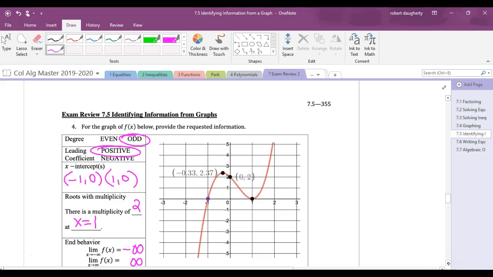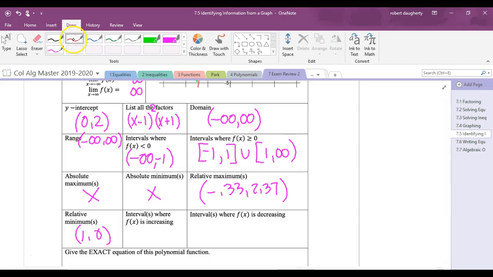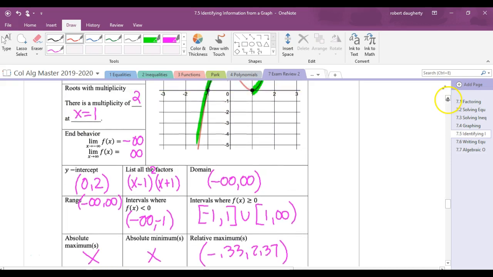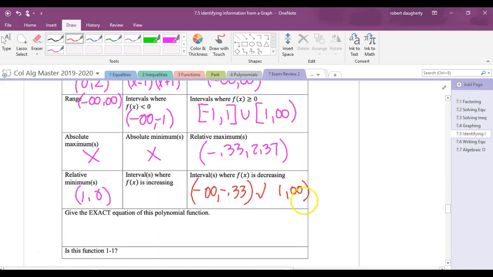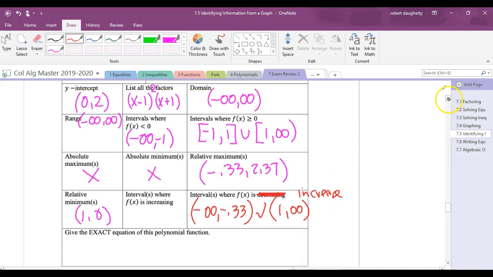So it looks like it increases as I start from left to right, all the way from negative infinity to negative 0.33. So increase, it's here and here. So negative infinity to negative 0.33. And then the other interval of increase is going to be from 1 to infinity. That's my increase, okay? Where is it decreasing?